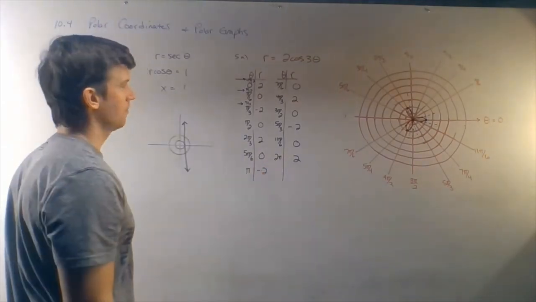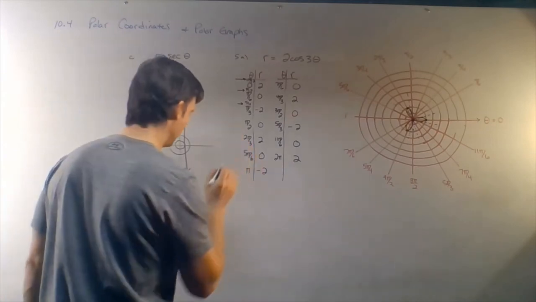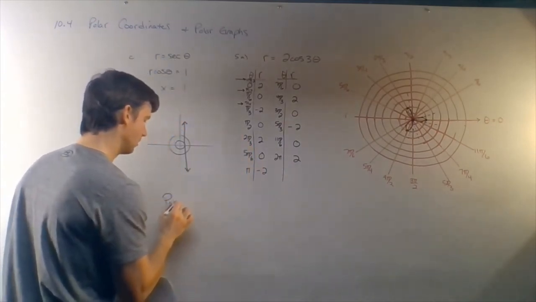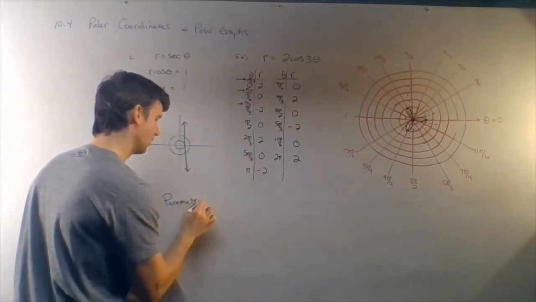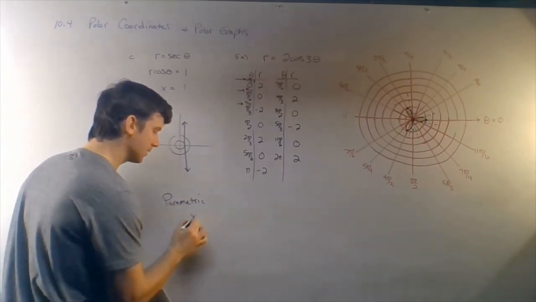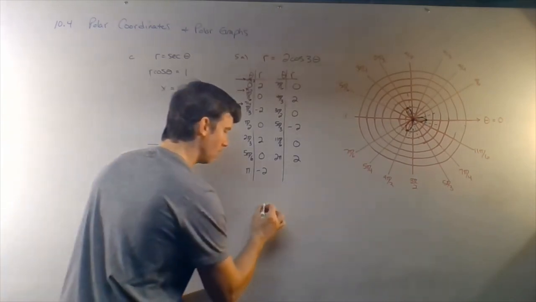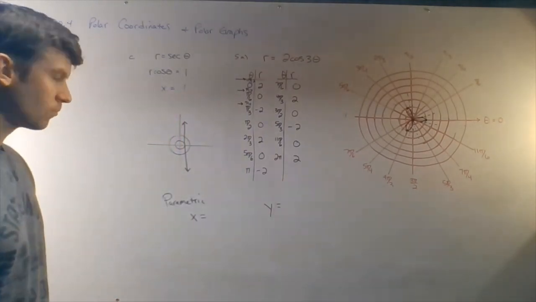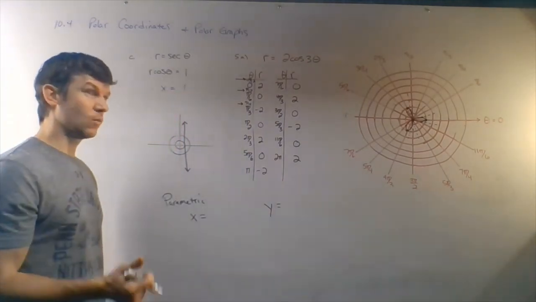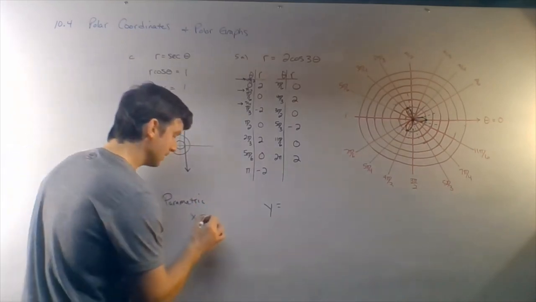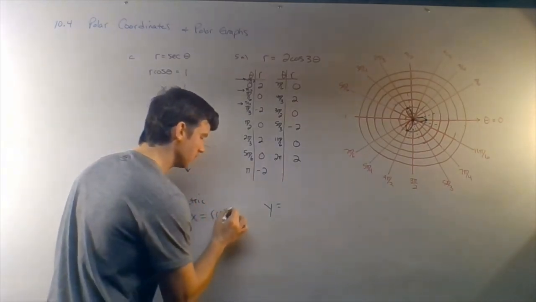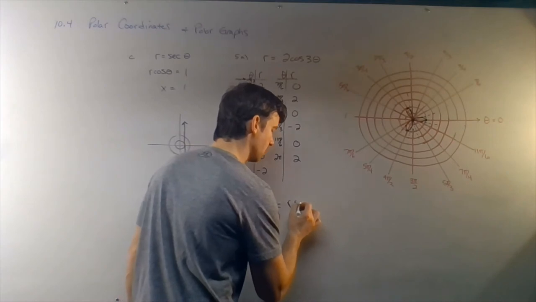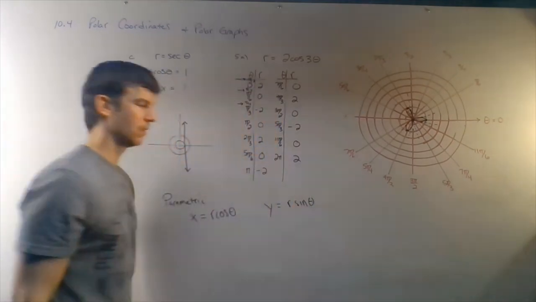But the other thing you should be able to do is to change this to parametric form, okay? So in parametric form, we want x equals and y equals, right? For parametrics, we know that we have a formula for x equals. X equals r cosine theta and y equals r sine theta. Okay?